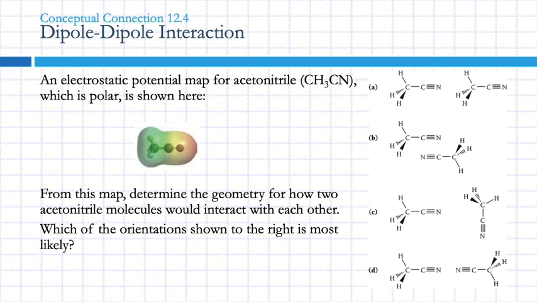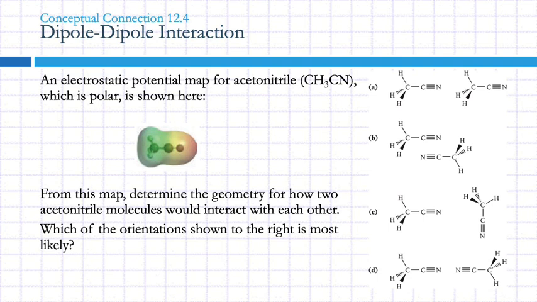Here we're looking at the molecule acetonitrile, which has this formula. There's an electrostatic potential map for it. This is a polar molecule. This is the nitrogen end, which is going to be negative, and the hydrogen end is going to be positive. So this is asking us which of these 4 combinations, 4 orientations, is going to represent how 2 acetonitrile molecules would interact with each other.